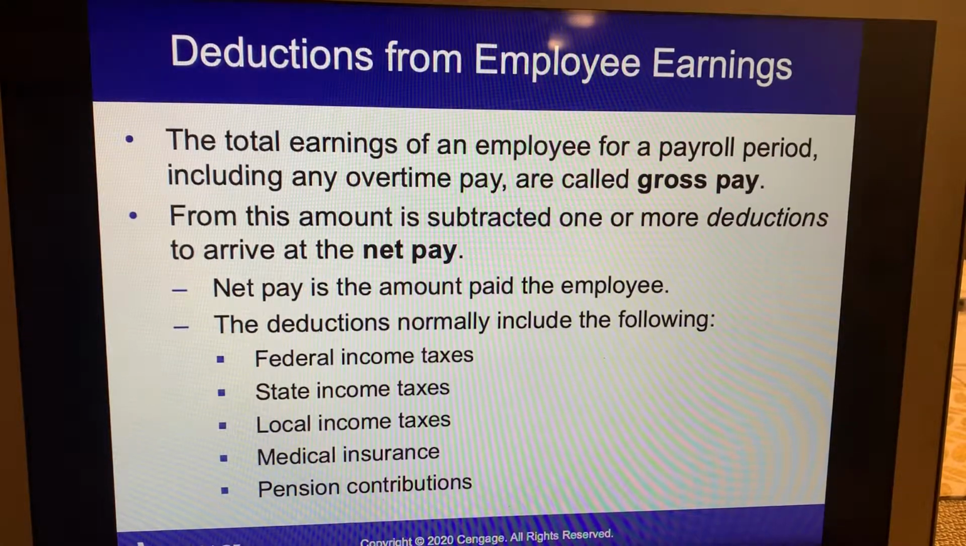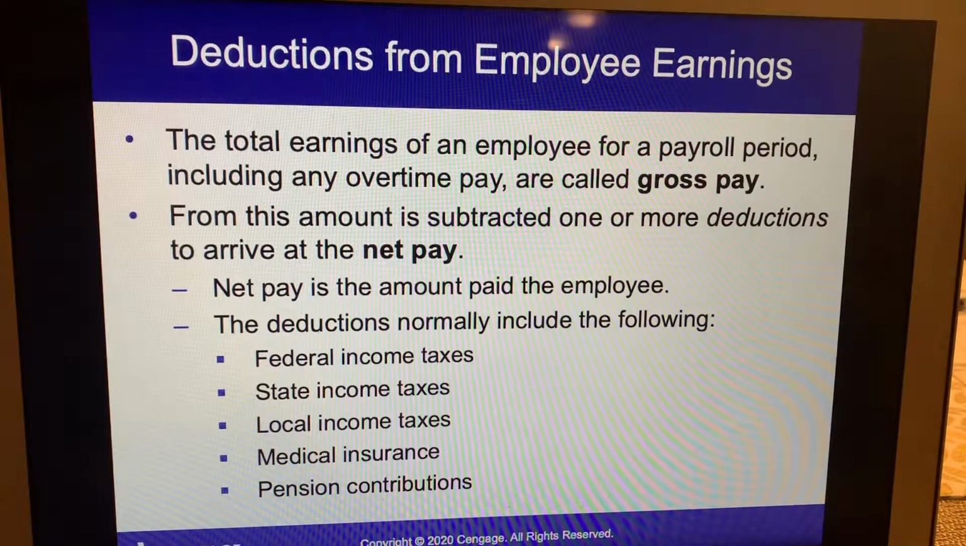So the total earnings of an employee for a payroll period, including any overtime pay, are called gross pay. From this amount are subtracted one or more deductions to arrive at net pay. Net pay is the amount paid to the employee.